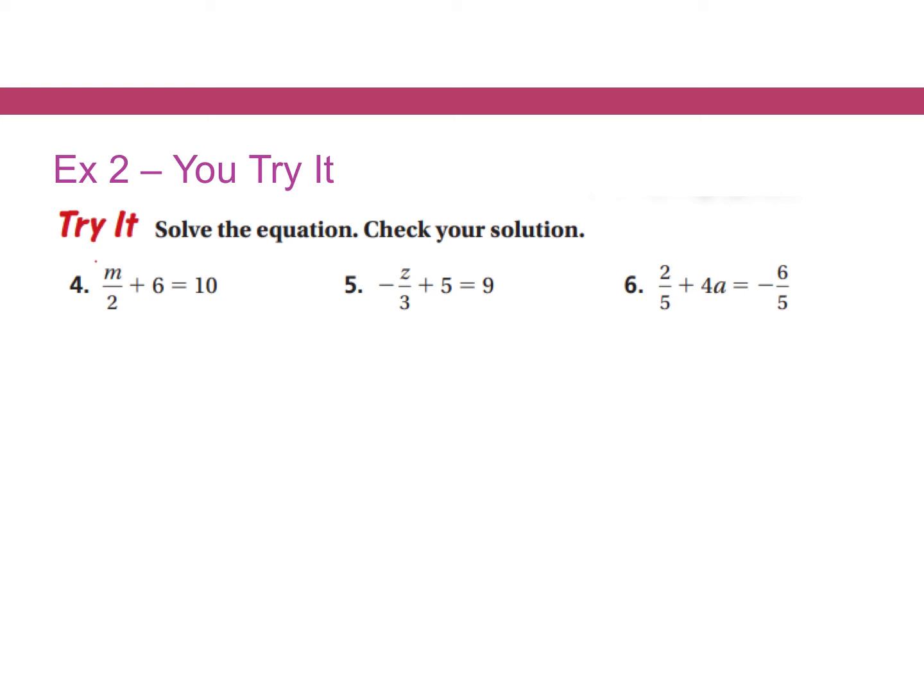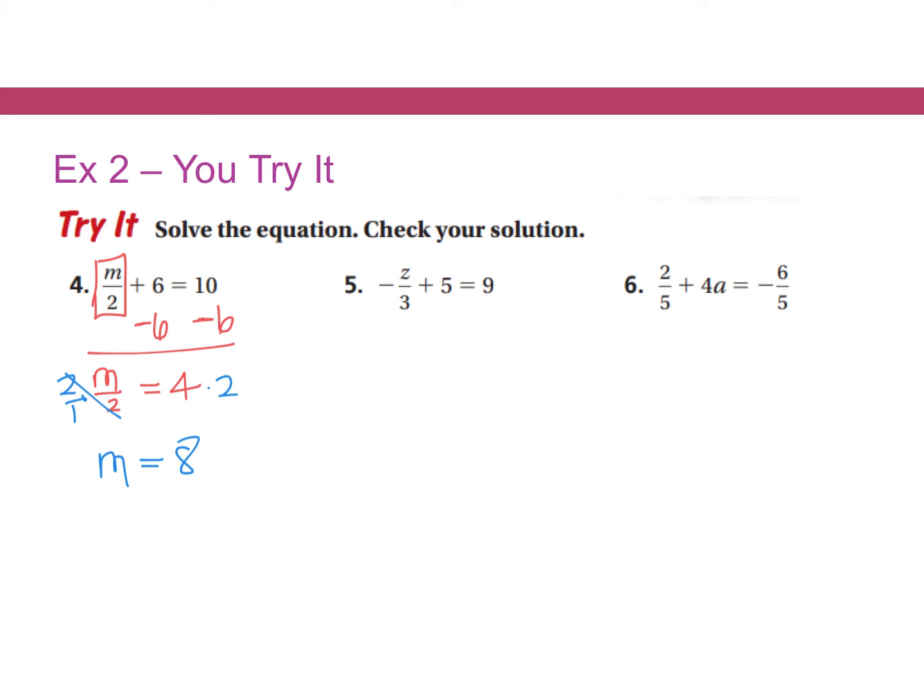Now for number 4, I'm going to kind of box off the m divided by 2. I can see that I'm adding 6 to that, so I want to subtract 6 from both sides. And when I do that, that's going to leave me with m divided by 2 equals 4. Now I need to get m by itself, and to undo that division, I have to multiply both sides by 2. So that's going to leave me with m equals 8.